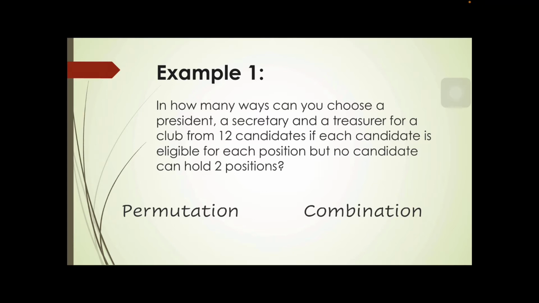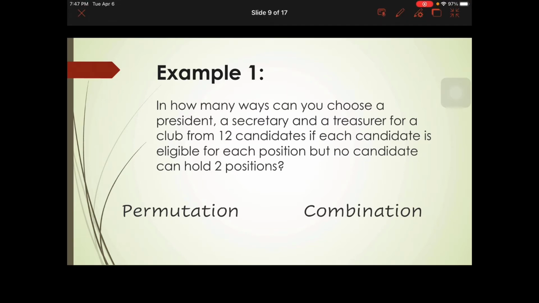So, what is this? Is this permutation or combination? So, the first thing that you have to ask yourself, does the order matter? Does it matter kung sino yung president, secretary, at treasurer? Siyempre, oo. Di ba? The order really matters dahil iba yung president sa secretary at sa treasurer. So this, my kids, is an example of permutation. Okay? Now we're going to identify our elements. Ilan ang pagpipiliin natin? We have 12. So your n is going to be 12.